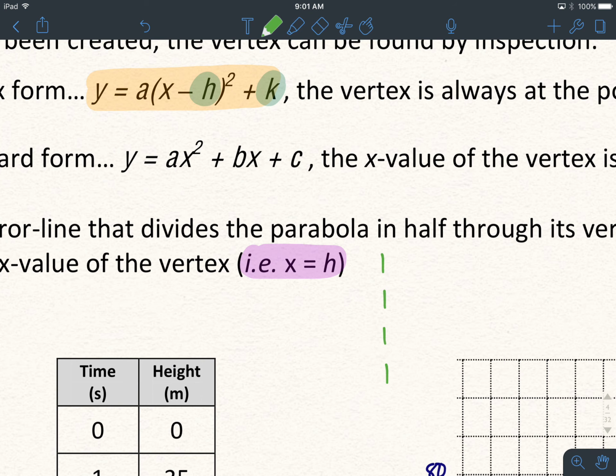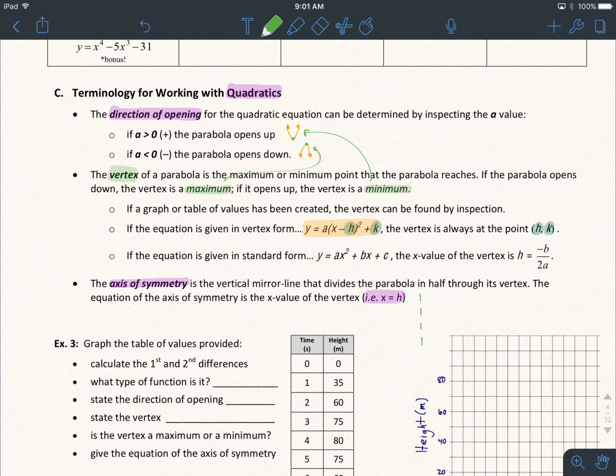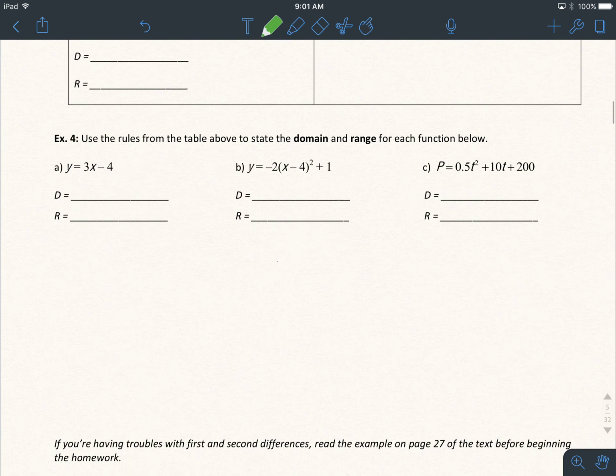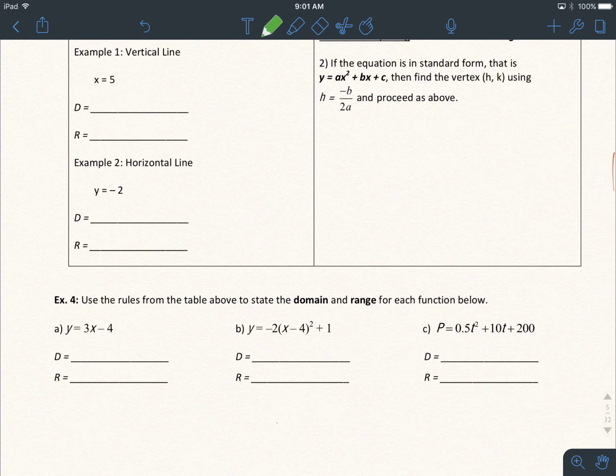So that's the end of the first part of this video. We're going to get back, work another example, and then we're going to do some domain and range, look at some other functions that are quadratics, and then you're off to the races.